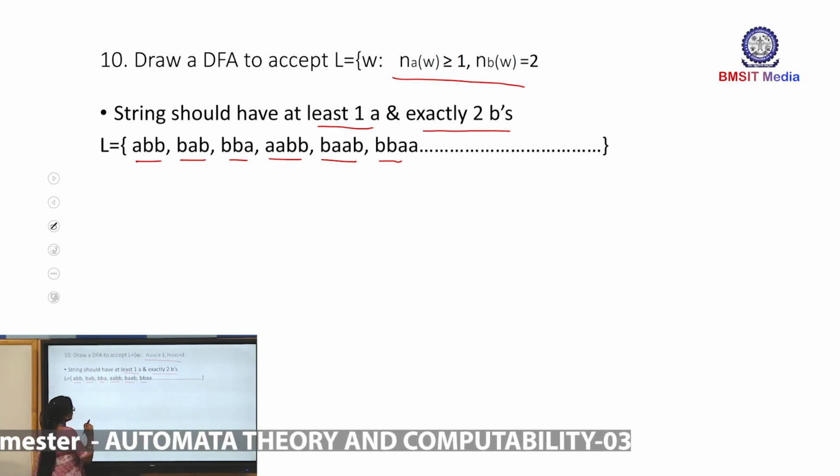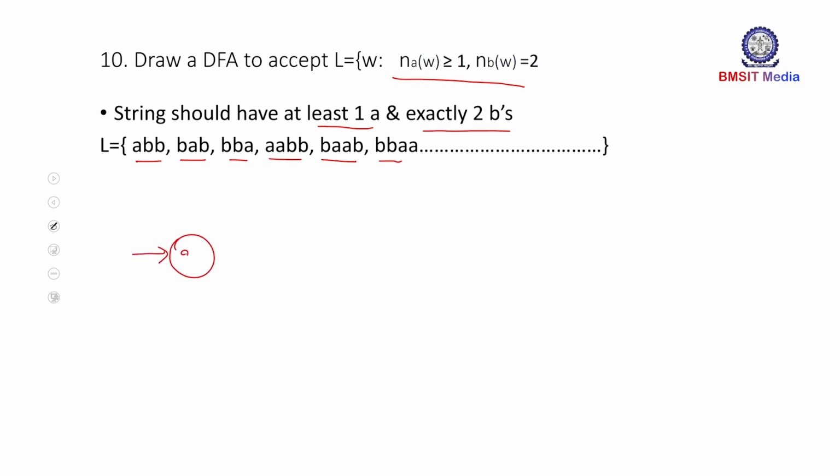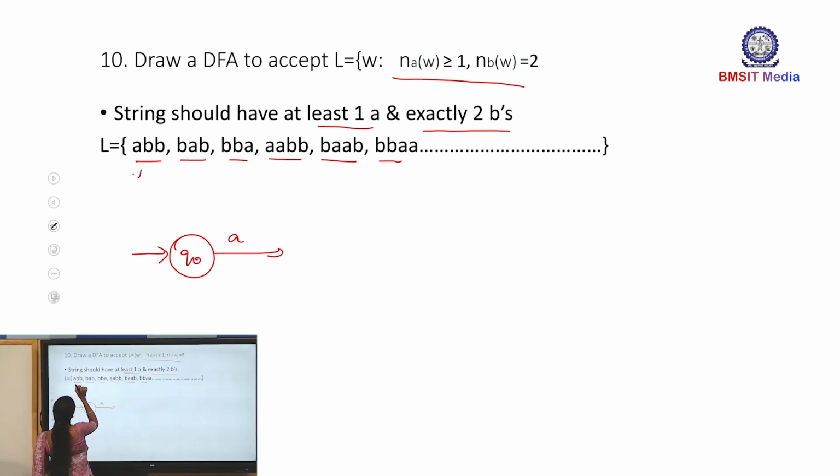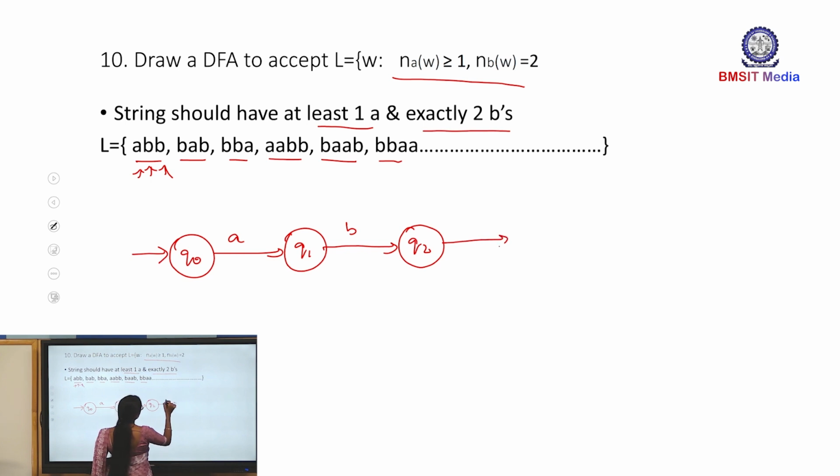So first, as usual, draw the skeleton for the minimum string. I'll start with Q0. Q0 on accepting A goes to the state Q1, and then on seeing a B, it goes to the state Q2, and then on accepting another B, we go to the state Q3. Since ABB should be accepted, this becomes the final state.